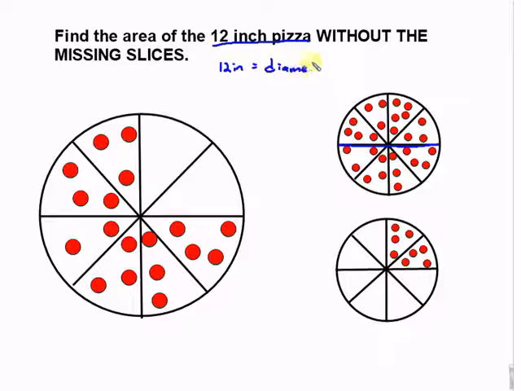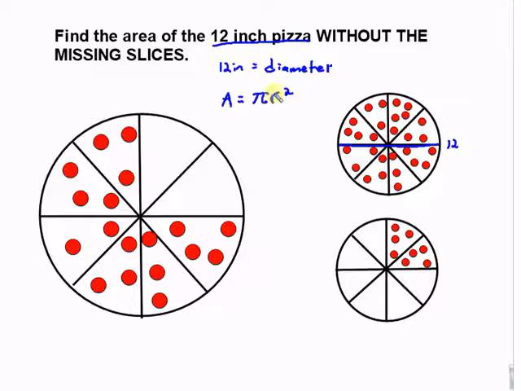Now, the formula for finding the area of a circle, more than likely you'll remember, is pi r squared. Here we have area is equal to pi r squared. We have our diameter being 12 inches.